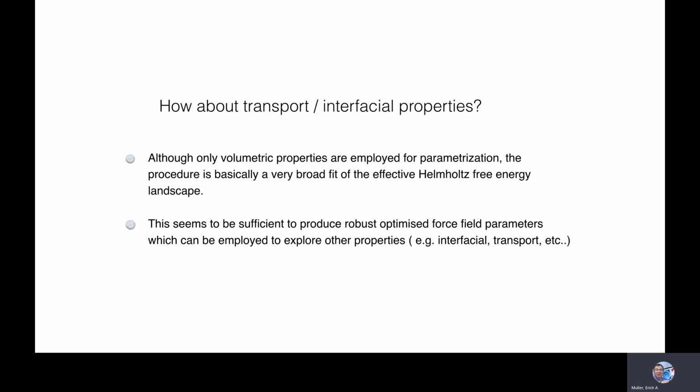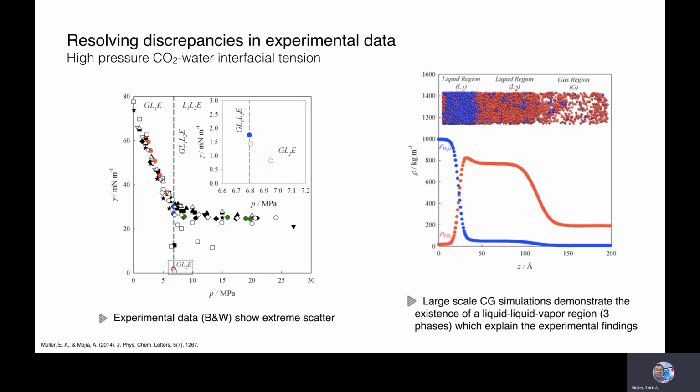As an example, I'll show you the observation that we had in terms of understanding high pressure CO2 water interfacial tensions. The plot on the left shows, in black and white, experimental data of interfacial tension as a function of pressure. And what can be obviously seen from the graph is that there's an enormous amount of dispersion, especially around the 10 megapascal range. And this is quite puzzling because all of these groups are very good groups with extremely accurate equipment. So this inaccuracy is completely atypical in this situation.